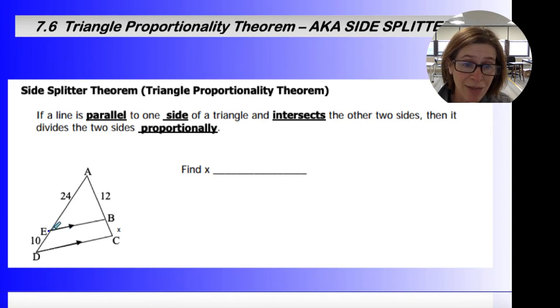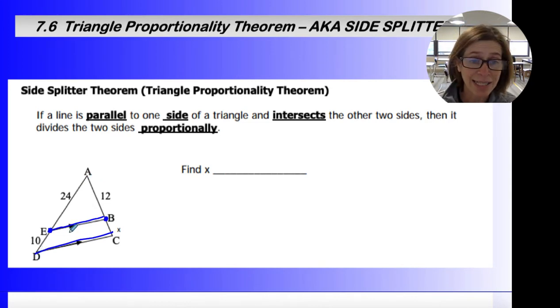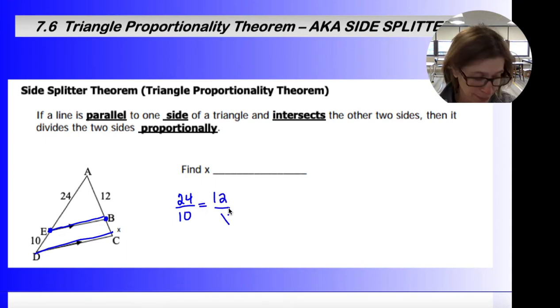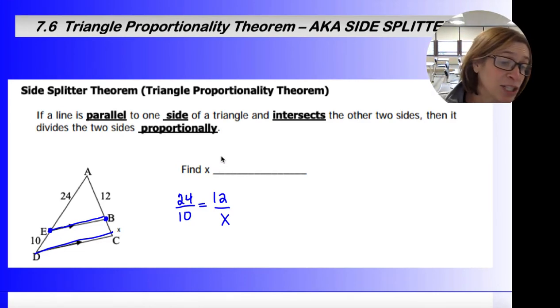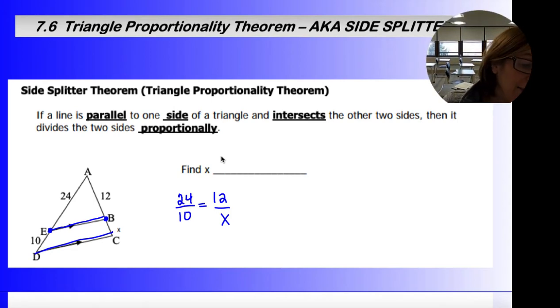So meaning if this is the line parallel to a side of a triangle, so this side, and it intersects the other two sides, so it intersects this side AC and side AD, then it divides the triangle proportionally, saying then that 24 over 10 would be equal to 12 over x. So that's actually very helpful. It allows me to actually see the proportion right away without having to separate the triangles.